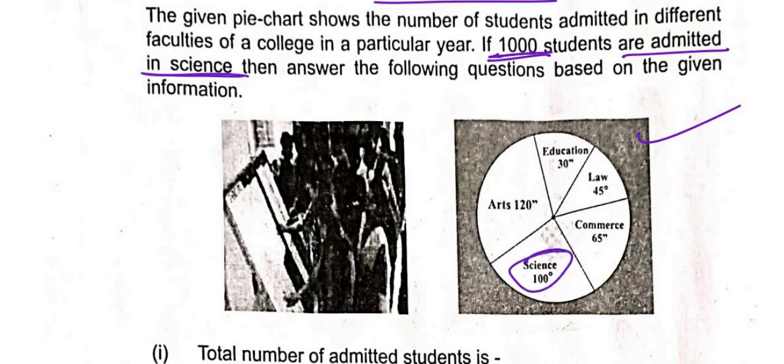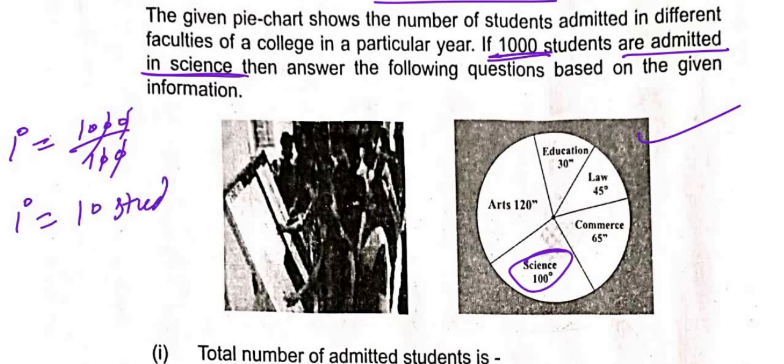So first of all you have to find out the value of 1 degree, because all the questions are given in degree form. So 1 degree is equal to 1000 upon 100 degree, because in science it is given 100 degree. So 1000 divided by 100 degree, the number of students will come. So 1 degree denotes how many students? 1 degree denotes 10 students.